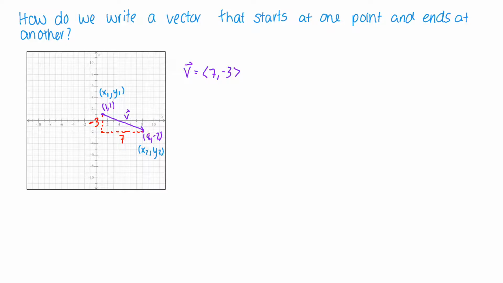You do the same thing. Where does it end? It ends at negative 2. Where did it begin? It begins at 1. Negative 2 minus 1 would give you that negative 3 there. That'll give you the distance between those two.